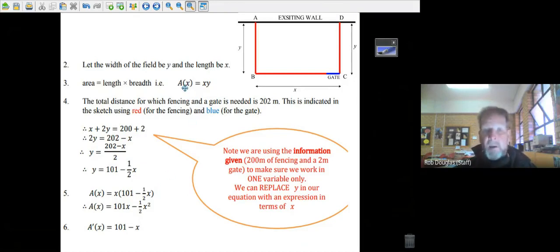So we go back to the area equation, x times y, that is the length times the width gives us the area. All we do is we rub out the y and we put in 101 minus a half x. So that's what's happened here. Then we multiply it out. x times 101 is 101x. x times minus a half x is minus a half x squared. Well, there's the equation of the area.